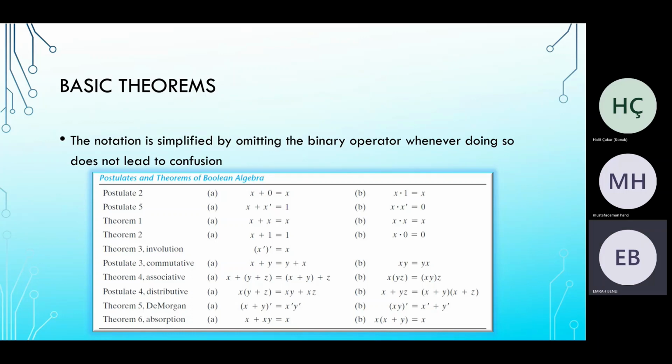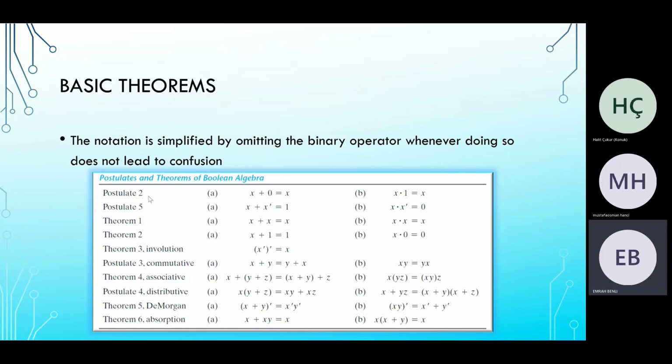We had postulate, and now we have theorem. So the notation is simplified by omitting the binary operator whenever doing so does not lead to confusion. So let's say we are trying to omit that operator, for example. What do we have here? X or 0. Why do we need the gate here? We need a gate for this operator. We need an operation for this. So we can simplify it and say this is X. We don't need X or 0.